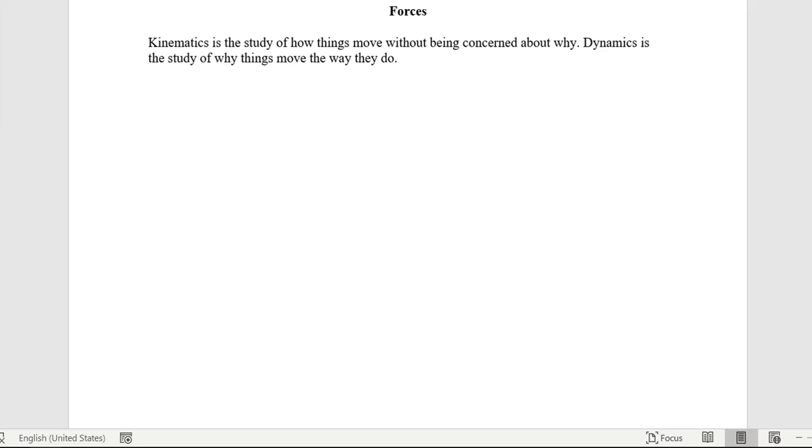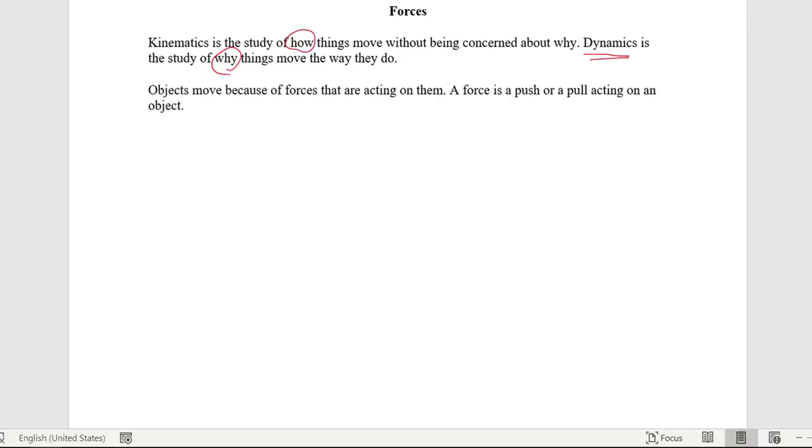And so this unit, as I mentioned before, is called dynamics, right? Our last unit was called kinematics, and it was the study of how things move. And so now what we're going to do is study why things move. And it's long been understood that objects move because of forces that are acting on them. And the definition of a force is basically a push or a pull. So exactly what you would think about. Okay, so that's a force.